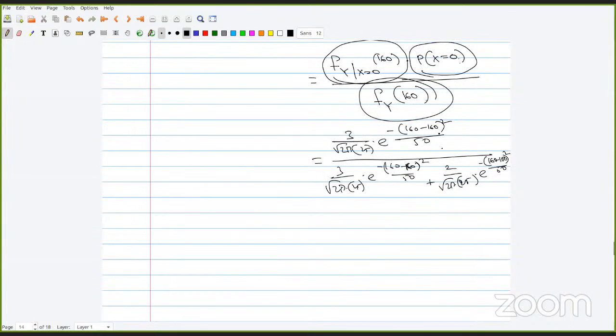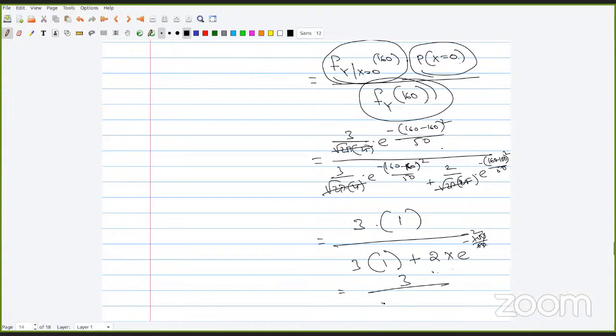So this is actually 0. So e to the power minus 0 will be 1. Anyway, this and this will get cancelled. This will be like 3 times 1 divided by 3 times 1 plus 2 times e to the power minus 100 by 50. So this will be like e to the power minus 2.